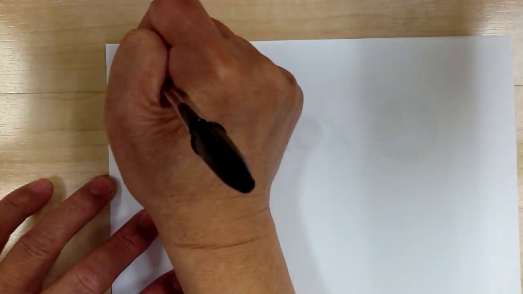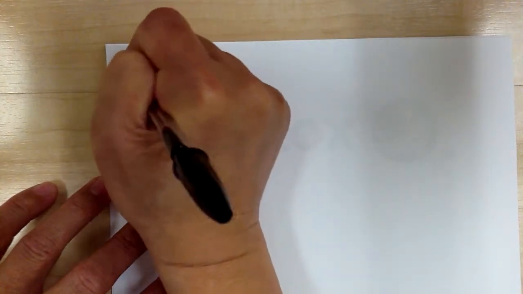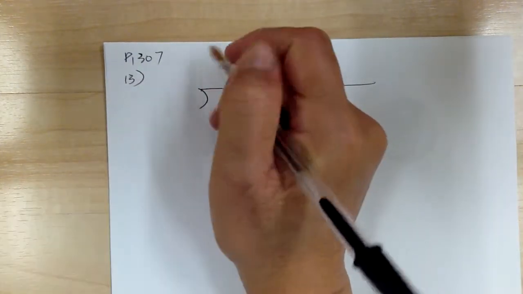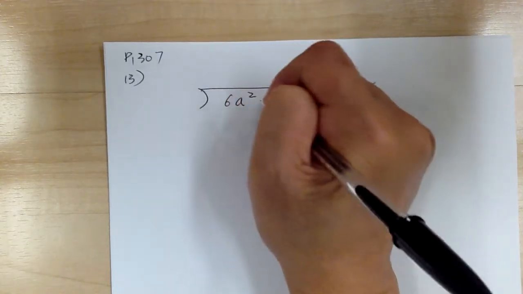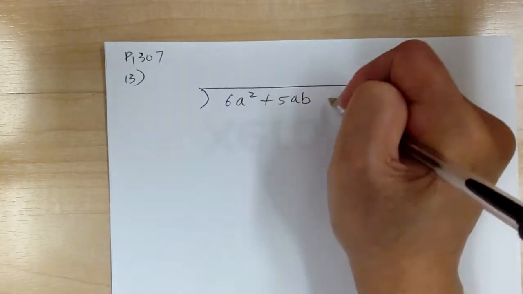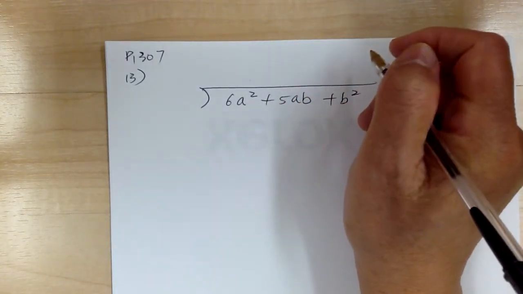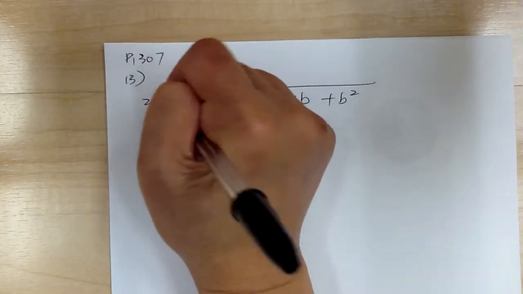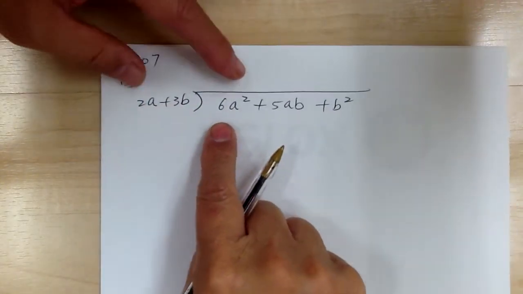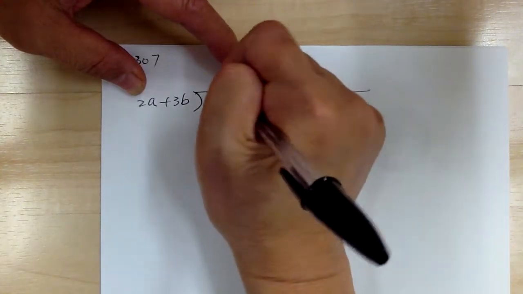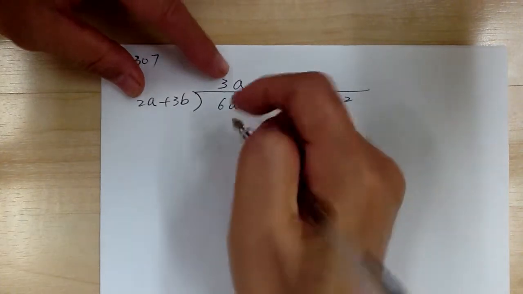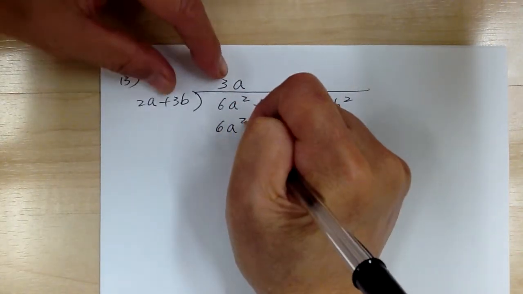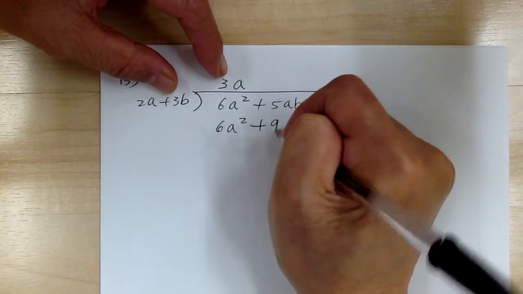Okay, let's go to 13. Okay, so this one is just arranged alphabetically. So 6a squared plus 5ab plus b squared divided by 2a plus 3b. So just focus on the first term. To get 6, you need to multiply by 3. To get a squared, you need to have an a. Okay. So when you multiply, you get 6a squared. This one you get plus 9ab.